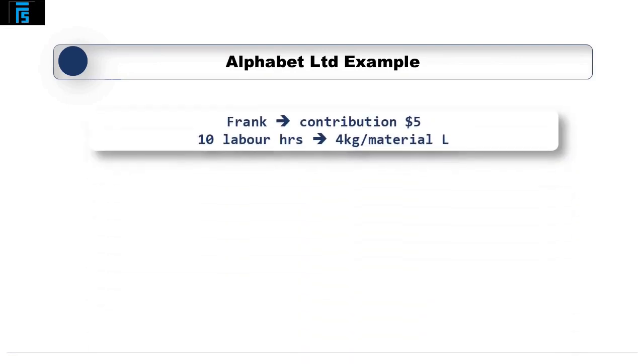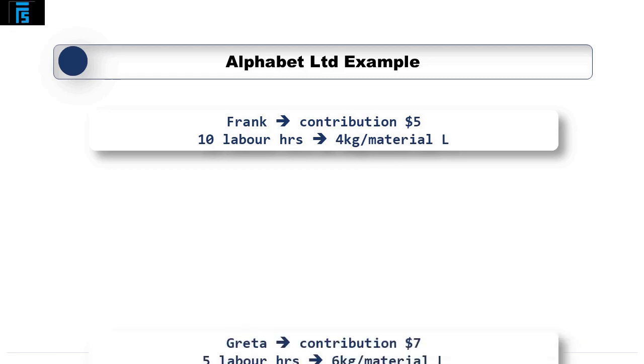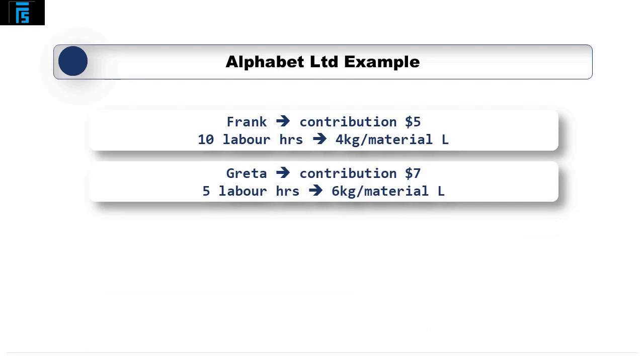Alphabet Limited makes two products, the franc and the greeter. Each franc generates contribution of $5 and takes 10 labour hours to make and 4 kilograms of material L. Each greeter generates $7 of contribution, uses 5 labour hours and 6 kilograms of material L.